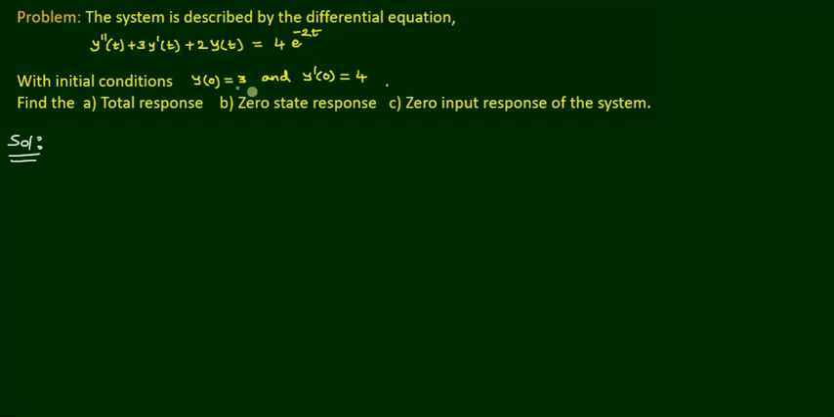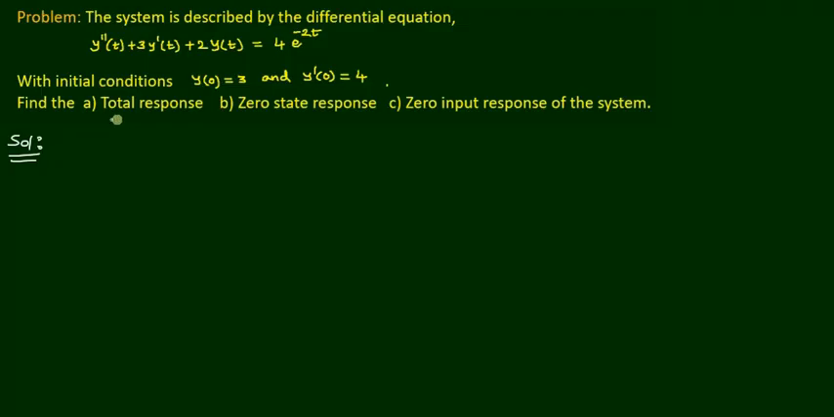Welcome to this session. In this video, I will discuss a problem on the solution to differential equations. The system is described by the differential equation: the double derivative of y of t plus 3 into the derivative of y of t plus 2y of t equals 4 into e power minus 2t, with initial conditions y of 0 equals 3 and y derivative of 0 equals 4.